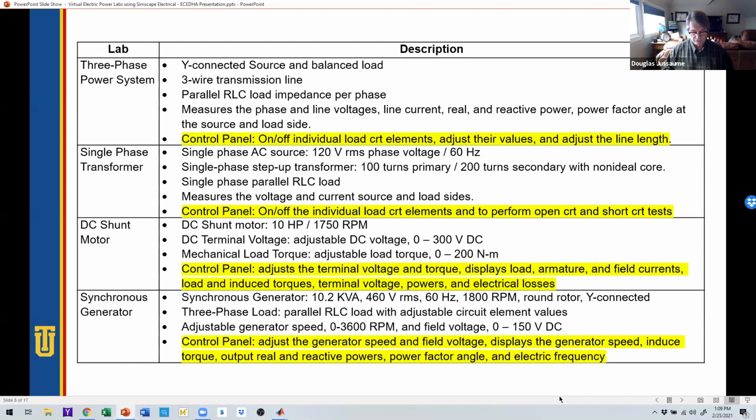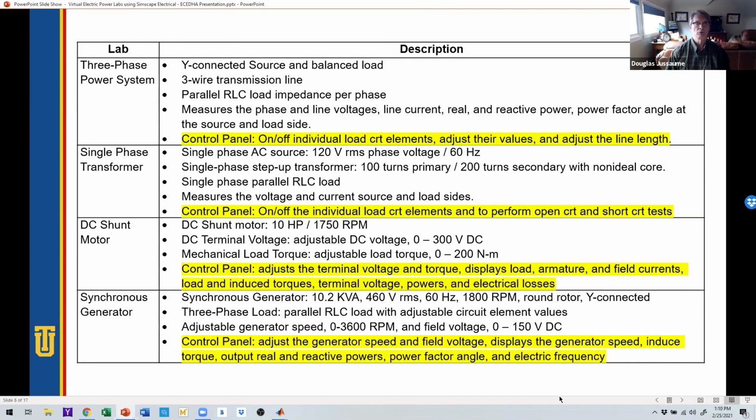Now, this gives the details of each of the individual labs. And one of the consistent things we've done in each of the labs is have a control panel. The control panel does two main functions. One allows you to control parts of the individual lab. And then it would also allow you to see what the results are, what the power was, what the current is, what the power factor is as you made changes.